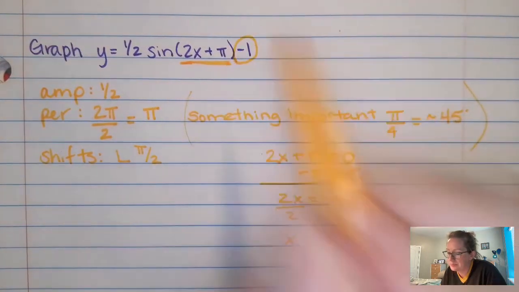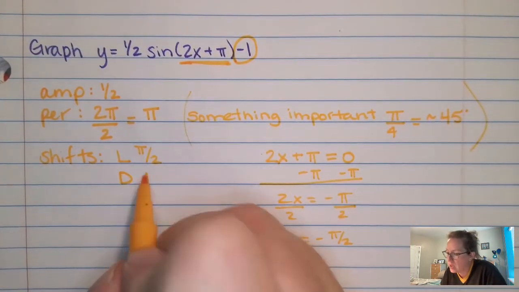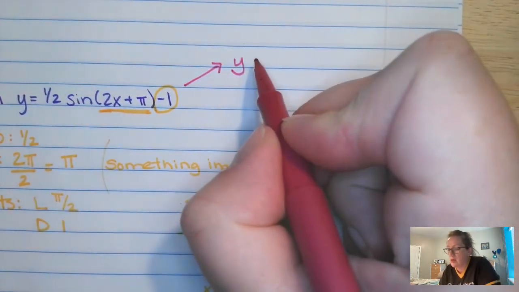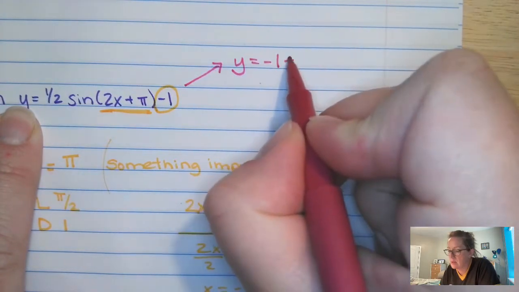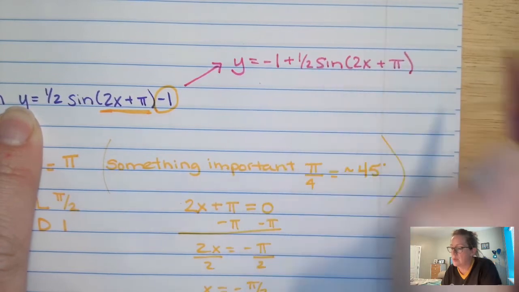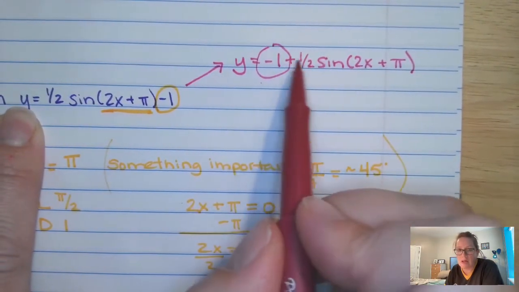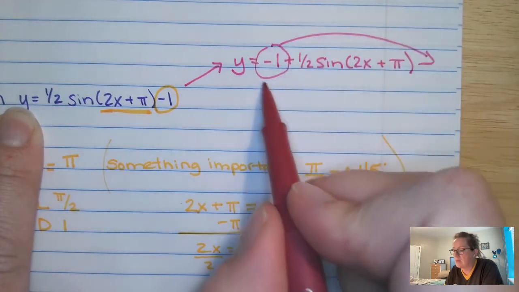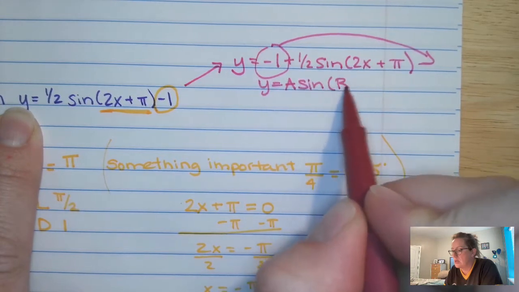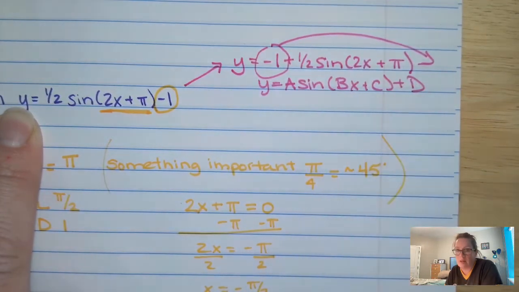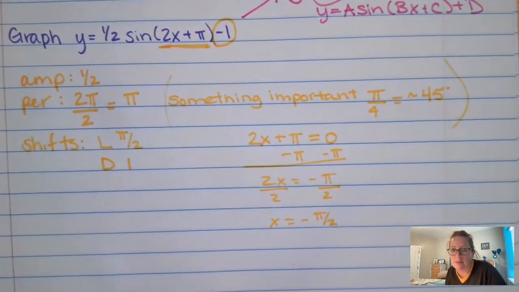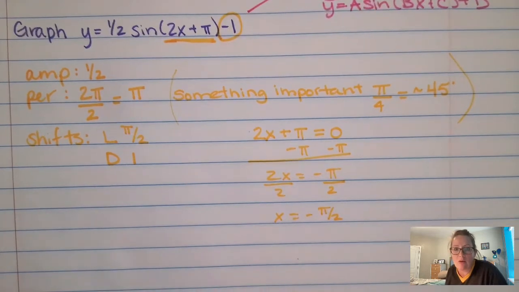And then what does this mean? We're going to go down 1. Side note, super quick, occasionally you will see this written as y equals -1 plus 1/2 sine 2x plus pi, or just pi. So this is your d value. And if you don't like it there, you could rewrite it back there to match the y equals a sine bx plus c plus d formula. It does happen where they like to put the up and down shift on the left instead of the right side.